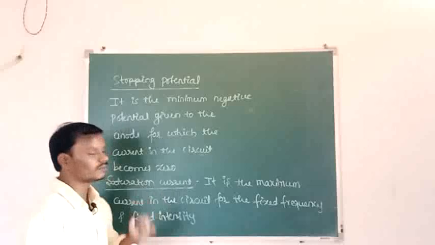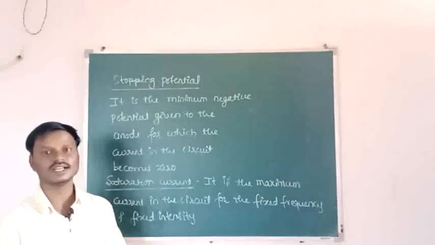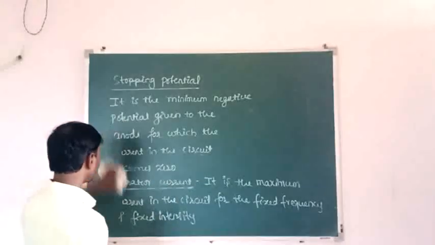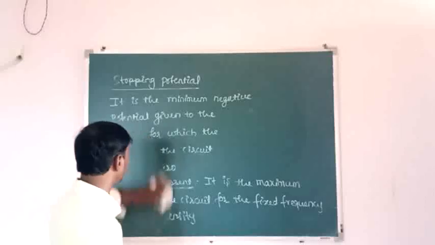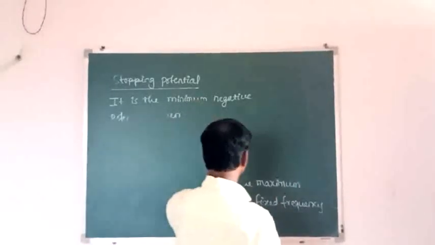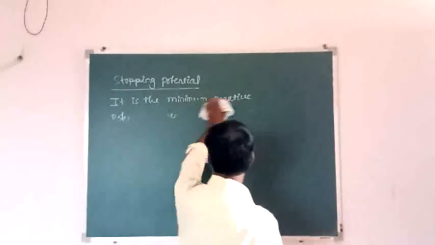Then what we vary here is just the potential only, the potential of the anode with respect to the cathode. Then next one, effect of frequency of incident radiation on the kinetic energy of ejected electrons.